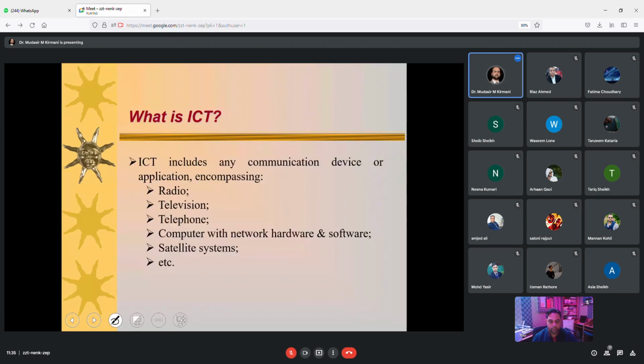So what actually is ICT? We do have a concept that information and communication technology means a computer.